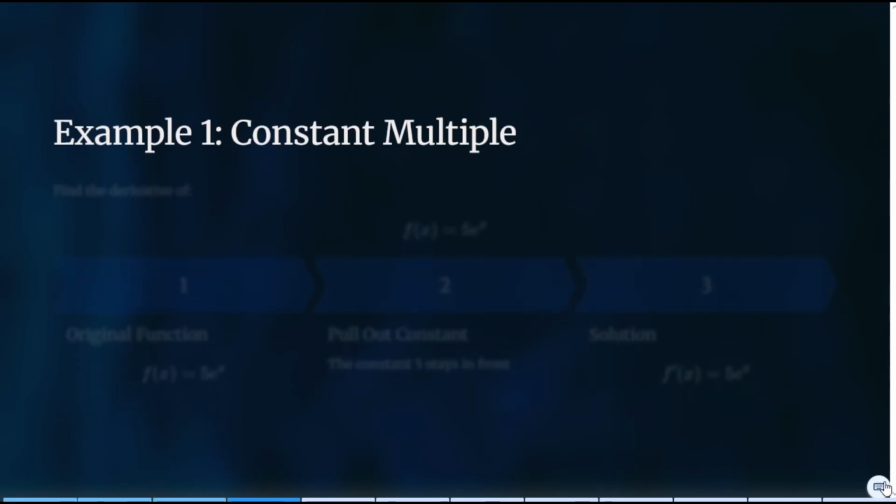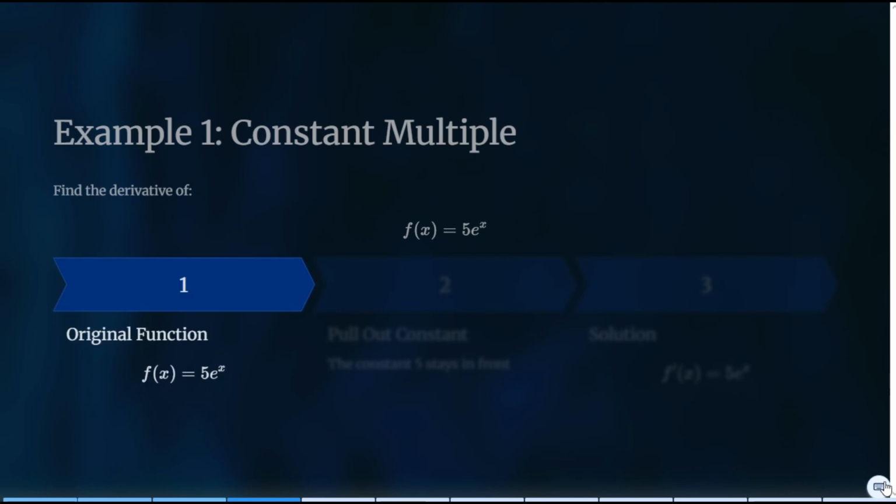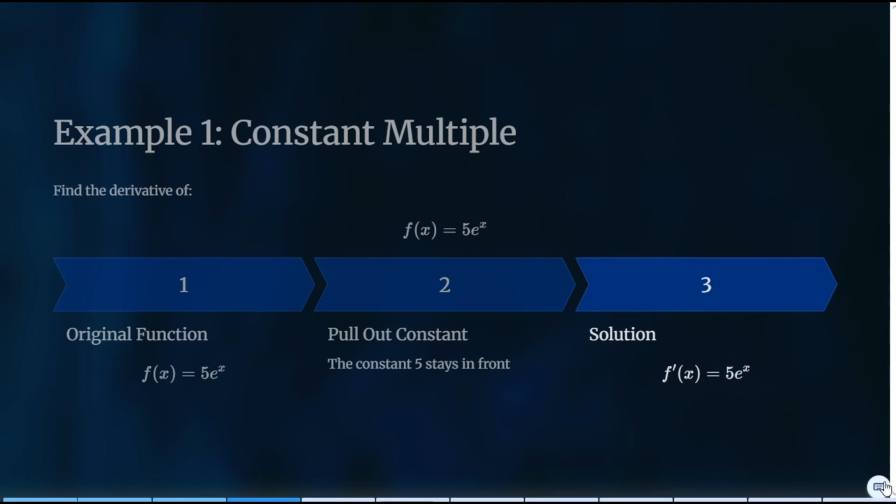Let's look at our first example. We want to find the derivative of f of x equals 5 times e to the power x. So our original function is 5 times e to the power x. We'll pull out the constant, that is the constant 5 stays in front, and we'll find the derivative of e to the power x, which is simply e to the power x. Therefore, f prime of x is equal to 5e to the power x. When you have a constant multiplied by e to the power x, simply keep the constant and the exponential function stays the same.